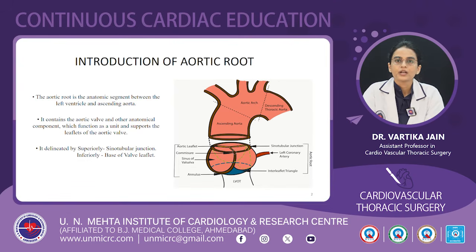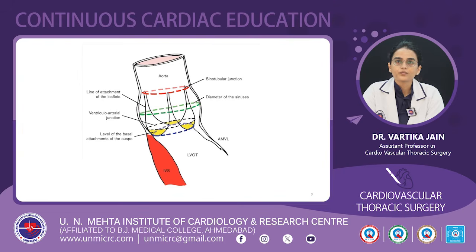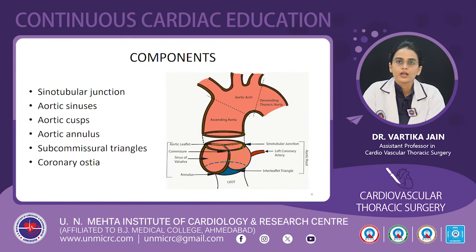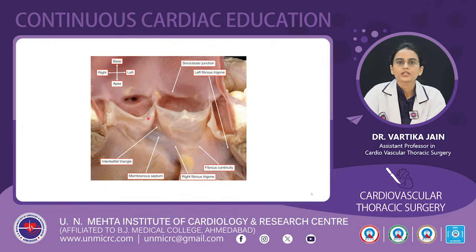valve. As you can see here, the sinotubular junction marks the distal boundary of the aortic root and the level of the basal attachment of the cusps marks the proximal boundary. So the components of aortic root are sinotubular junction, aortic sinuses, aortic cusps, aortic annulus, subcommissural triangles which are also known as interleaflet triangles, and coronary ostia.